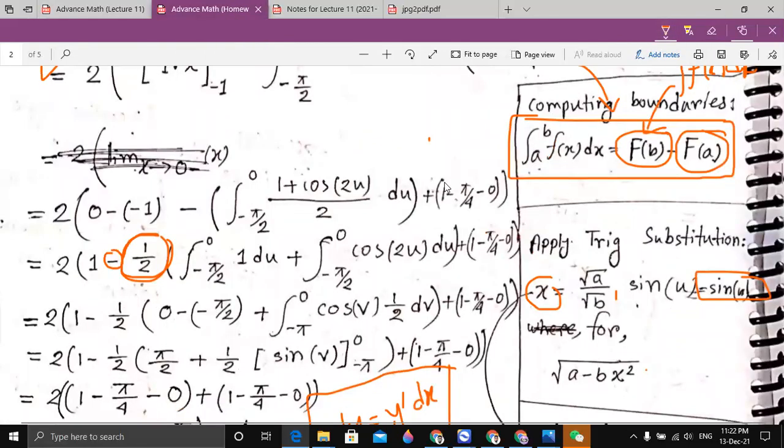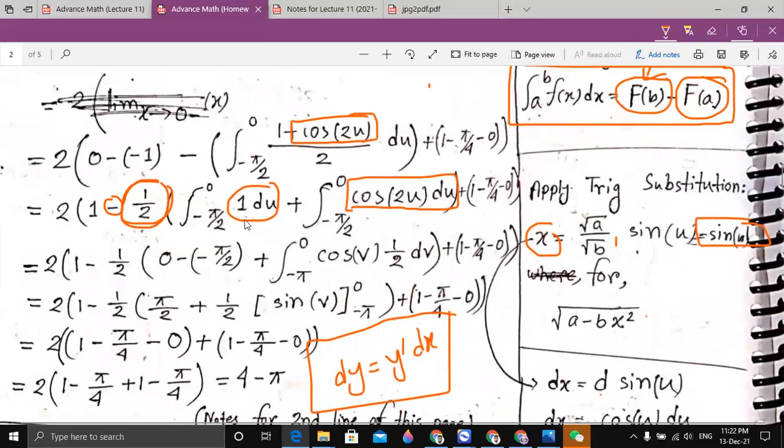Sorry, substitution, not the sum rule. Okay, sum rule. So it is on du, and this part will be cos 2u du, right? Cos 2u du. So now, let's calculate this part on du.